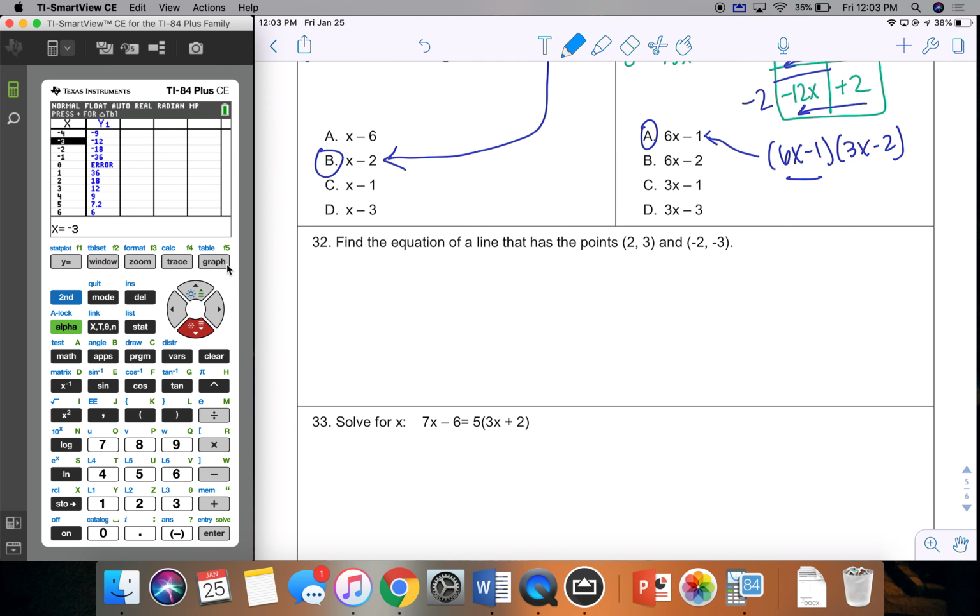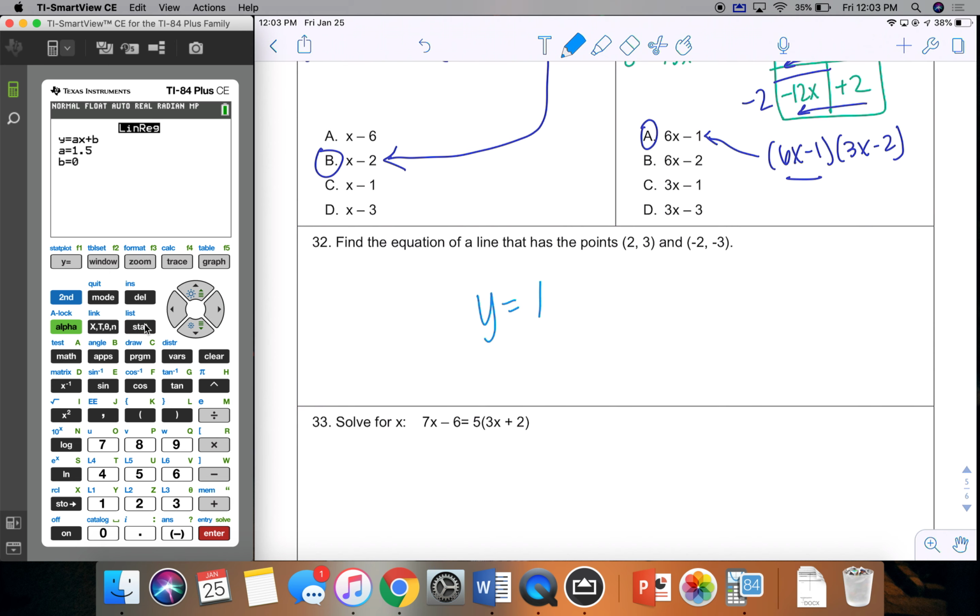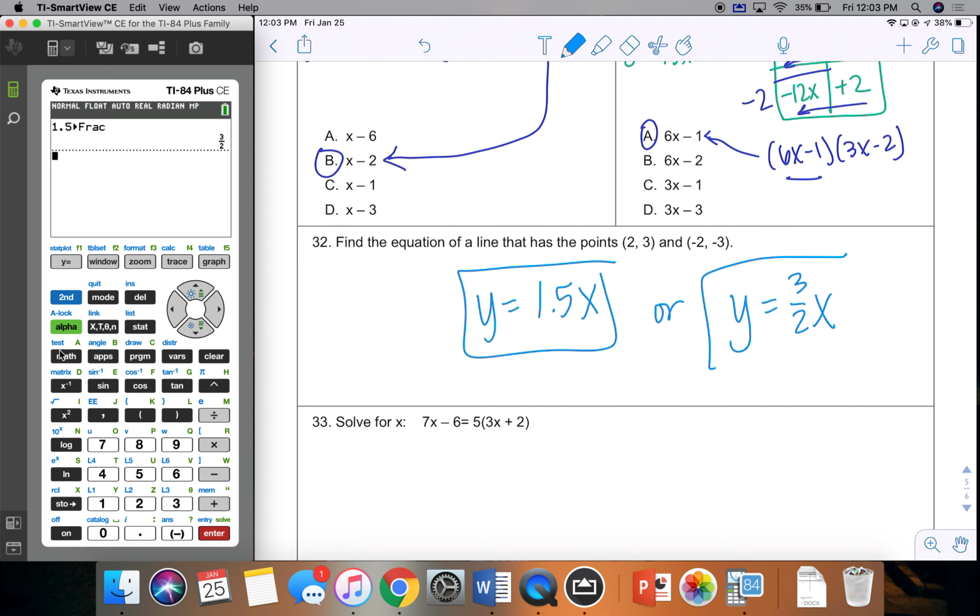And then 32 and 33 are two quick review problems. So to find the equation of a line between 2 points, we go to Stat Edit, and we plug in our points exactly like we see them. So we have 2, 3 up at the top, negative 2, negative 3 on the bottom, Stat Calc 4, enter, enter, enter. And my equation is 1.5x. You might also see it as a fraction, so remember 1.5 math enter, enter turns that into a fraction. And these mean the same thing.